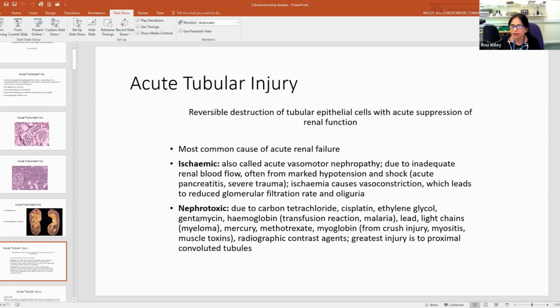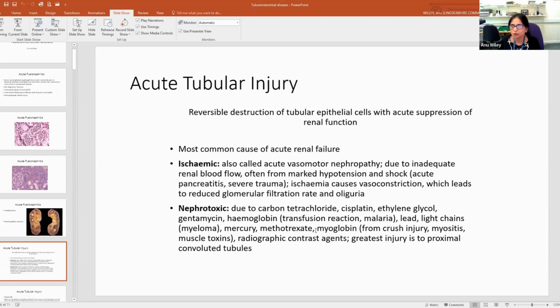Quite a few drugs like antibiotics, obviously products of transfusion, I mean hemoglobin, obviously not in this part of the world, but in other parts of the world, malaria, poisoning due to lead, poisoning due to anything related to paraproteinemia, like light chain proximal tubulopathy, light chain cast nephropathy, which again I will go into in a little bit of detail a little bit later. Other things like mercury, other drugs like methotrexate, and another important one is myoglobin, which again is something, if as a pathologist we don't think about, we can miss it.